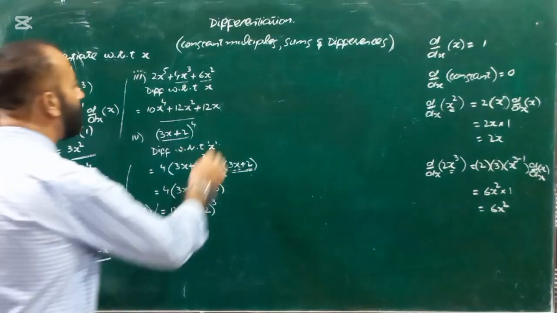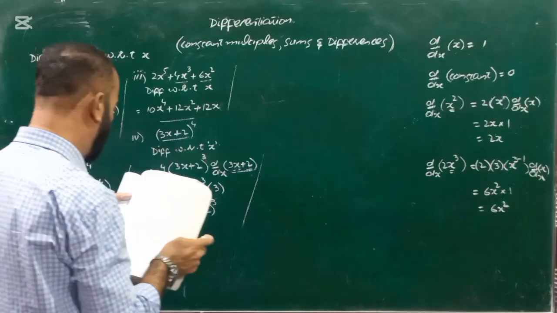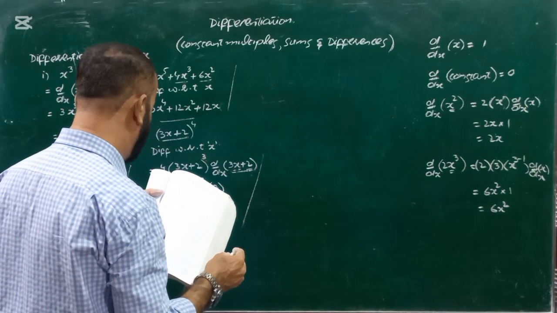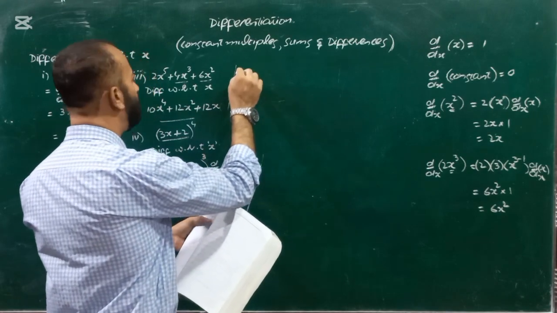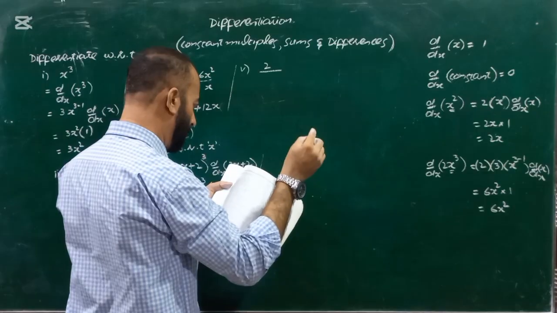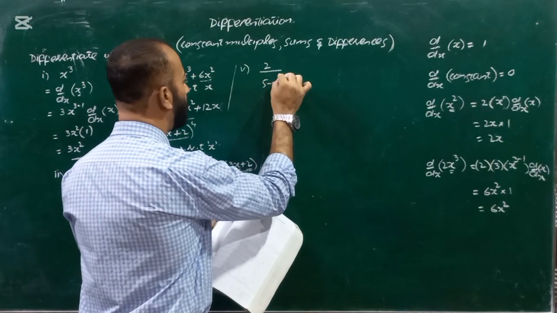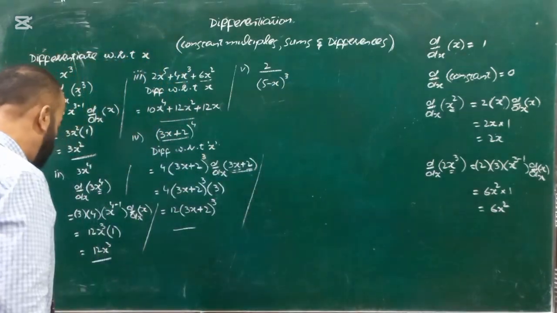Okay, we are going to solve some more questions. For example, the next part, fifth: 2 over (5 minus x) whole cube. So this is the question.